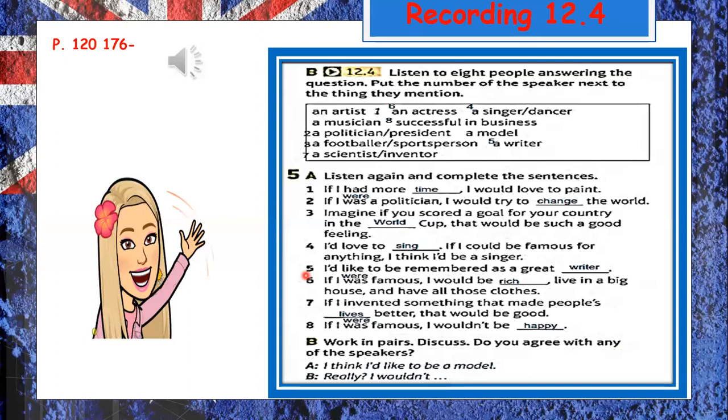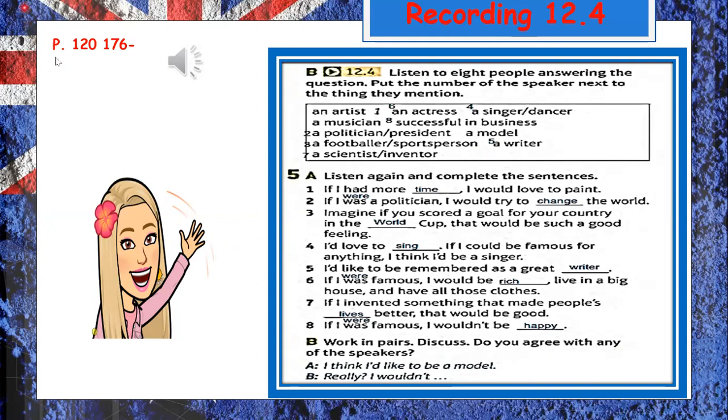6, If I could be famous for anything, well, let me see. For being beautiful. That would be good. One of those beautiful actresses who wins at the Oscars. If I were famous, I would be rich, live in a big house, and have all those clothes. Oh, yes, that would be nice.